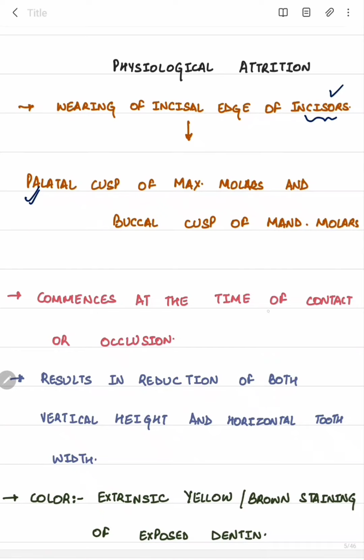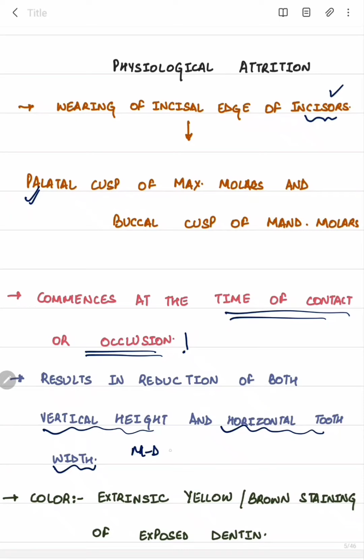Secondly, it starts at the time of contact or occlusion. Thirdly, it results in reduction of both vertical height as well as horizontal tooth width. So the mesiodistal dimension of the crown is also reduced, and the vertical height of the crown is reduced. The color of the tooth may also alter. Extrinsic yellow or brown staining on the tooth can be seen due to exposed dentine, as enamel wears away and the dentine is exposed.